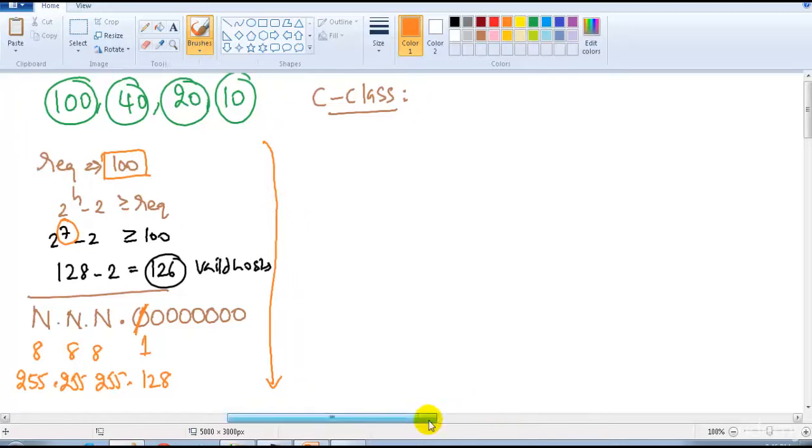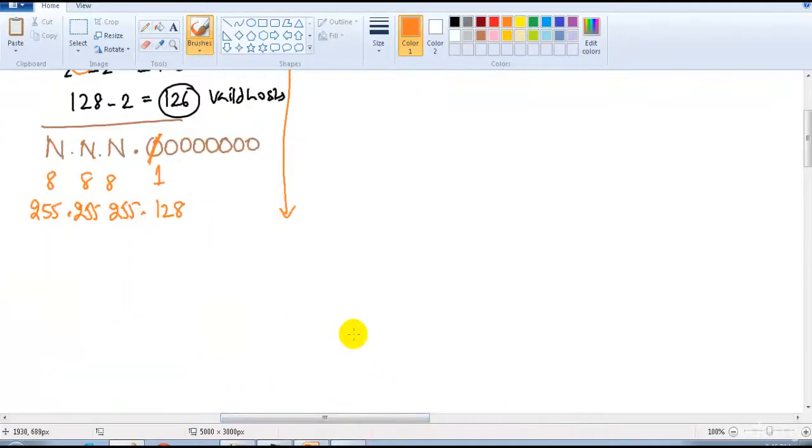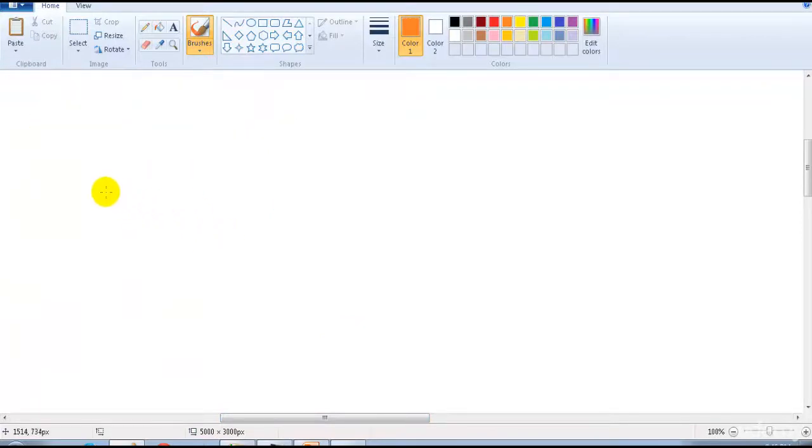So now the next thing is writing the range, which is different here. Let me come down a little bit to write the range. The range is always written based on the 2 to the power of h value. Right now the h value is how much? H value is 2 to the power of 7. It's 128, the size of the network.